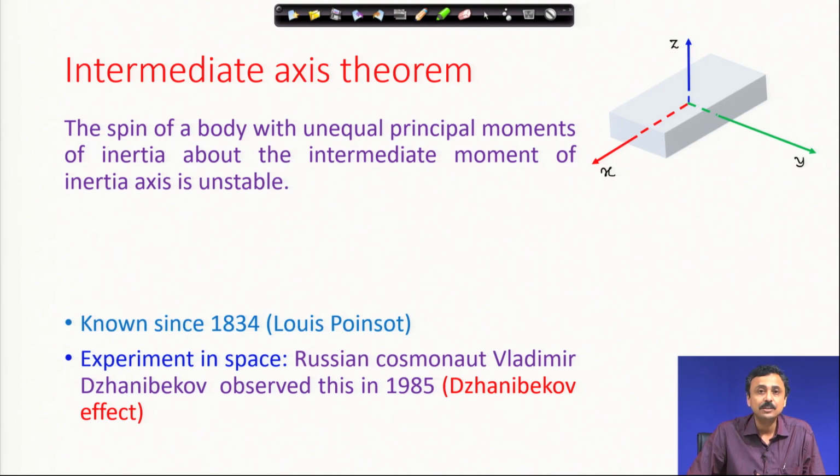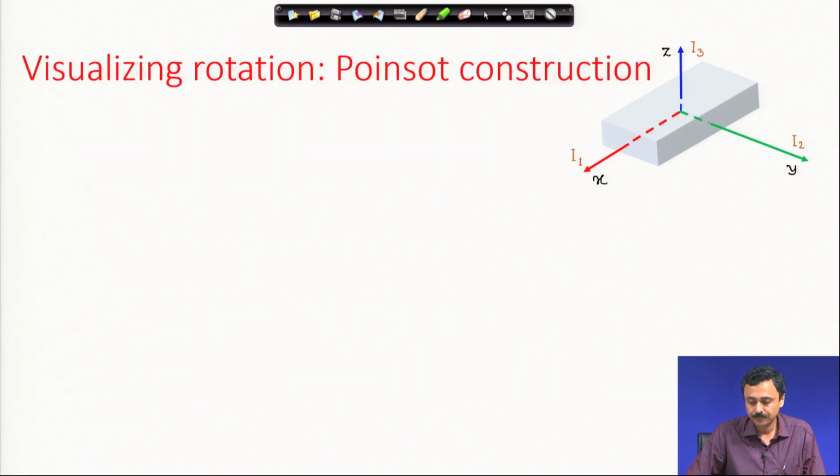When you give spin to a body with unequal principal moments of inertia, this was observed in space by the Russian cosmonaut Vladimir Janibekov, and this effect is named after him, the Janibekov effect. And what this effect is, we are going to see in a moment. But the result was known to Louis Poinsot, this instability and what happens, but it was not observed until it was observed in a space experiment.